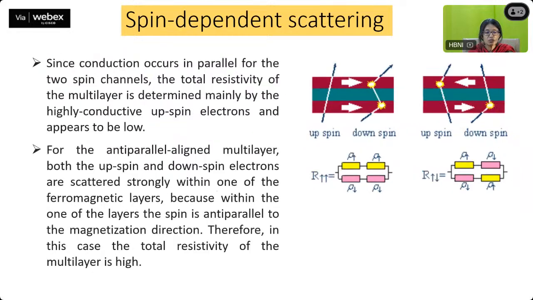So in short, what are we saying? In short, for the antiparallel aligned multilayer, both upspin and downspin electrons are scattered strongly within one of the ferromagnetic layers, because within one of the layers the spin is antiparallel to the magnetization direction. Please focus on this particular diagram. So in one of the layers the spin is antiparallel to the magnetization direction. Therefore, in this case the total resistivity of the multilayer is high. And exactly the opposite happens when both of them are parallel to each other.